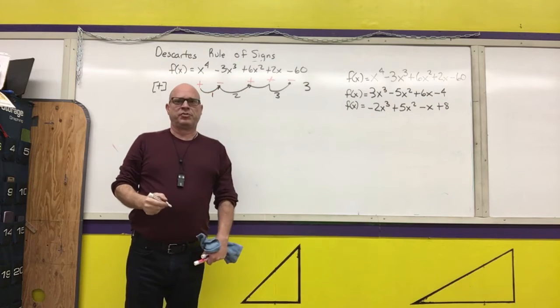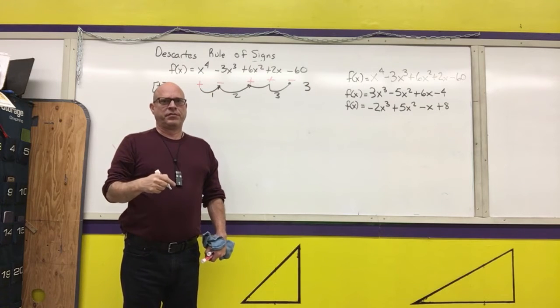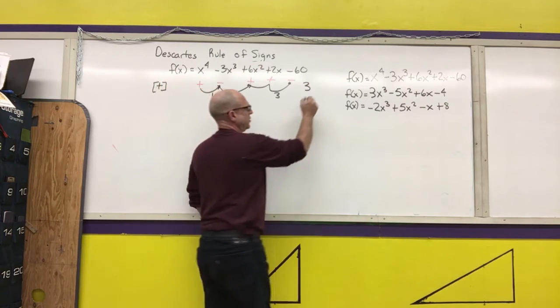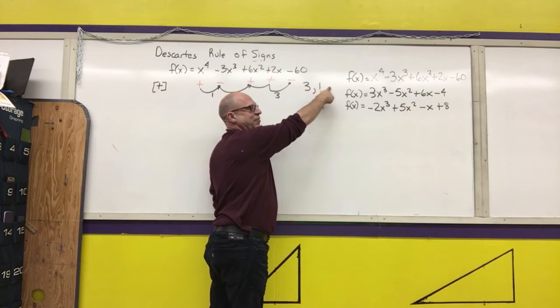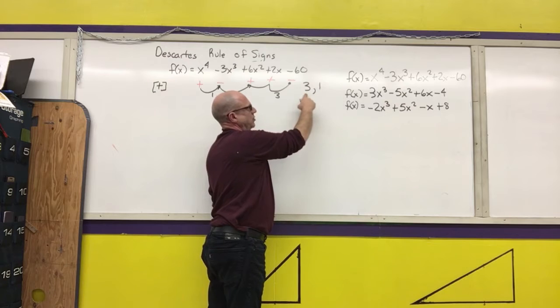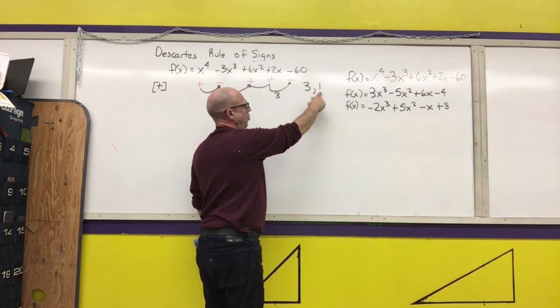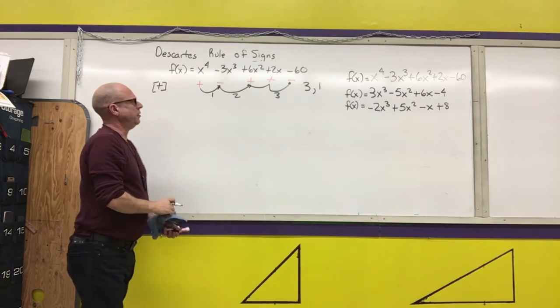And then I'm going to subtract even numbers from it. The first even number is 2, so I subtract 2 and get 1. If I subtract 2 more, I get negative 1, which doesn't make sense. So I'm either going to have 3 or 1 positive real zero for this function.